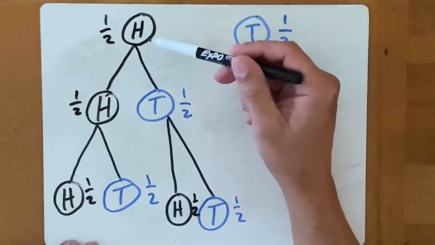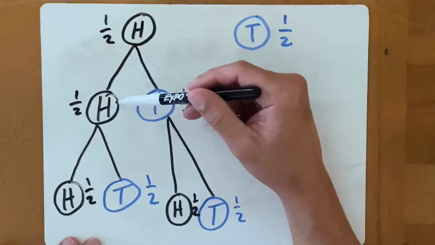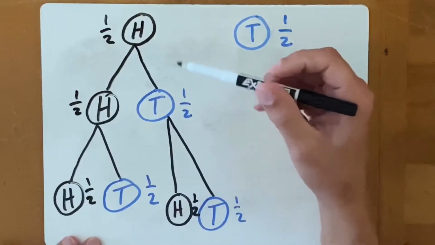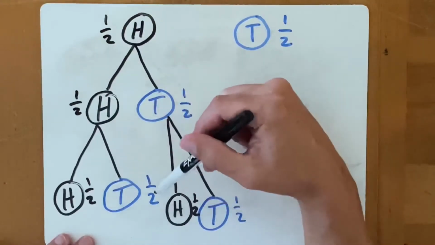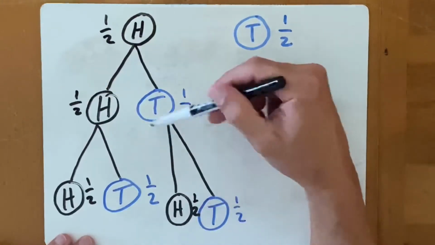All right, so if I go with the first flip, it comes up heads, and then the second flip's either going to come up heads or tails. And then the third flip, same thing. So with independent events, as you can see, the probability of all these is the same for each flip.